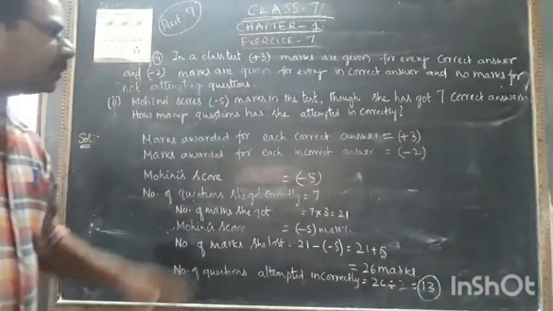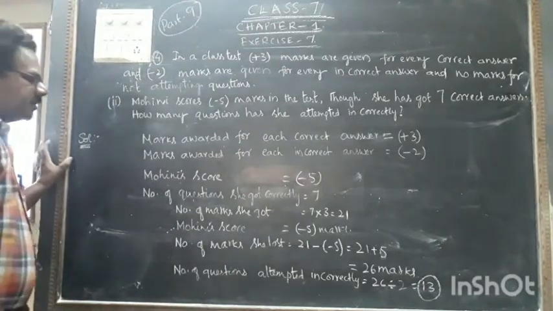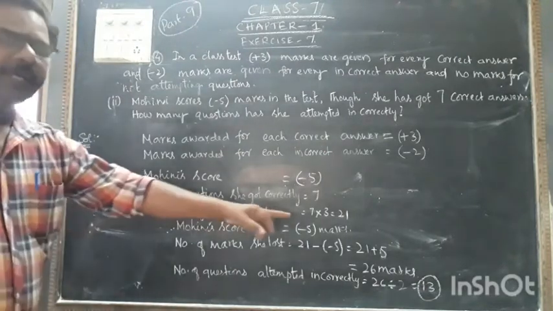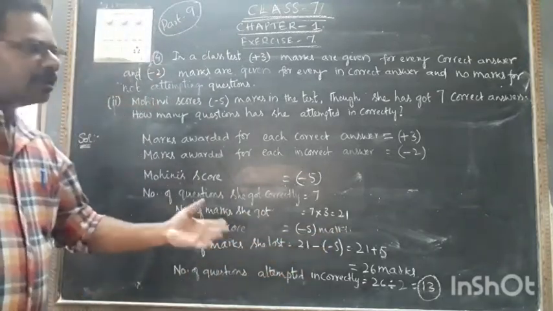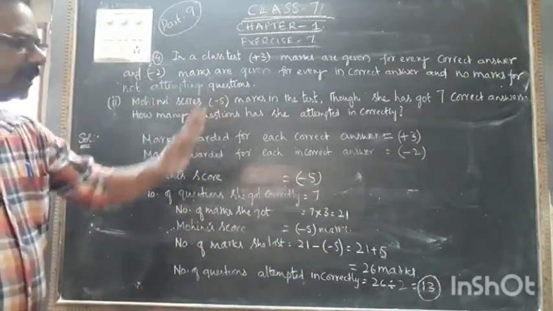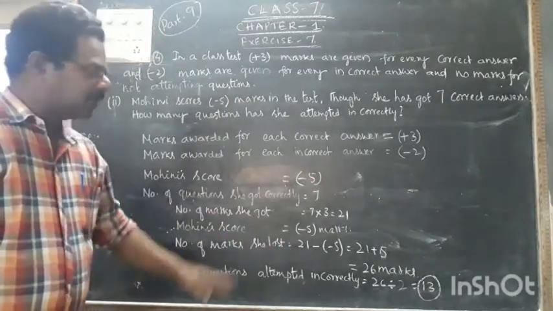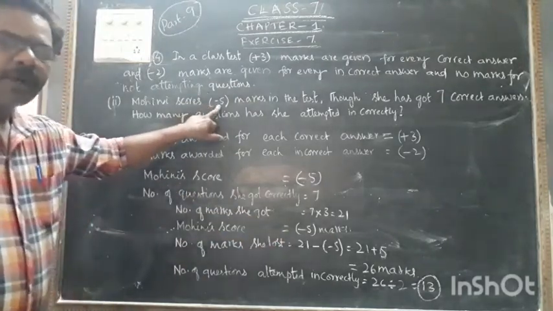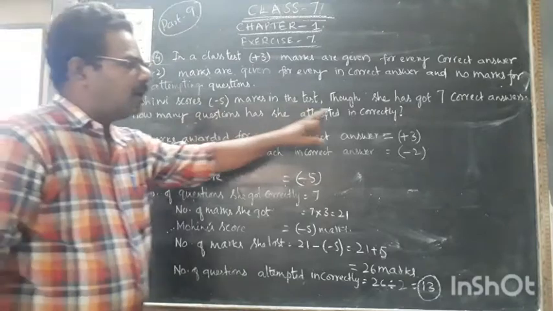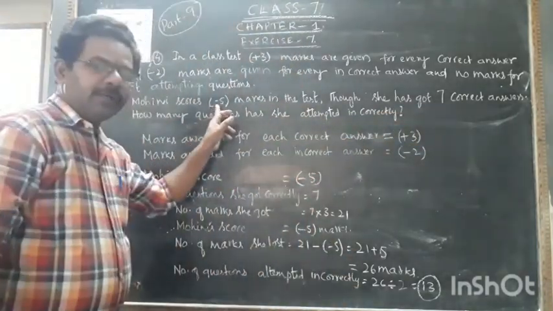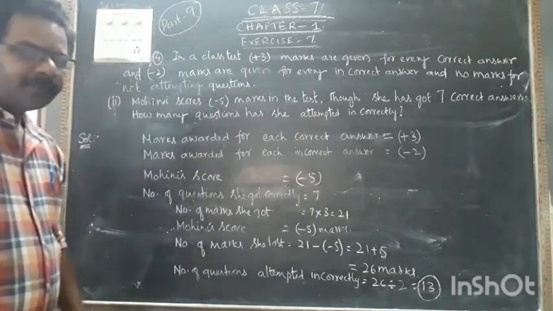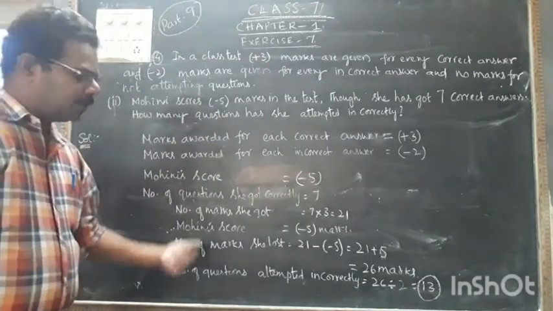7 questions she attempted correctly, 7 into 3, 21 she got, but 13 questions she attempted wrongly. That's why 13 into 2, 26 marks she lost. So 21 minus 26, that is equal to, her score is equal to minus 5. That means all the positive values are vanished and then she came into the negative. Okay, understood? Please note down this one.